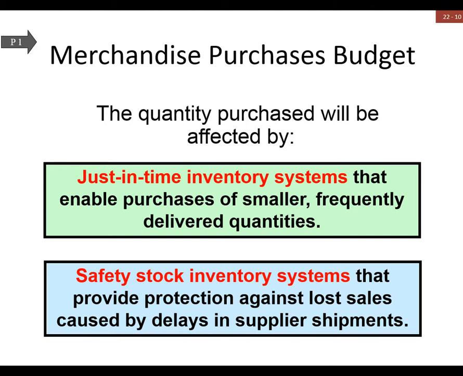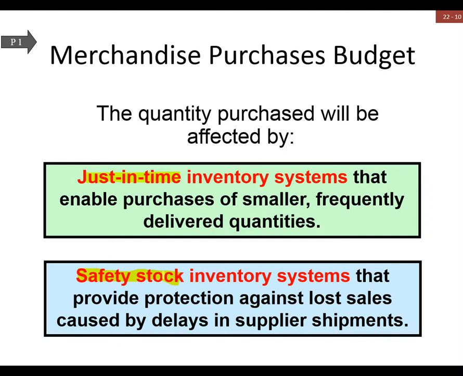Then let's skip ahead to the merchandise purchases budget. That's all dealing with our inventory. Different expenses can come in on how we budget for things, depending on what type of system we're using for inventory, whether it's just in time, how big of a safety stock, how much inventory we keep on hand. That's all letting us know what the assumptions are behind our purchases.